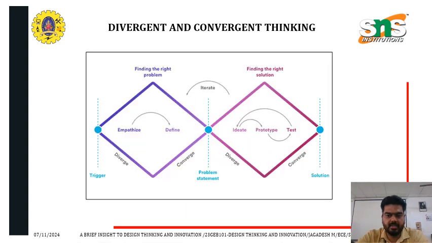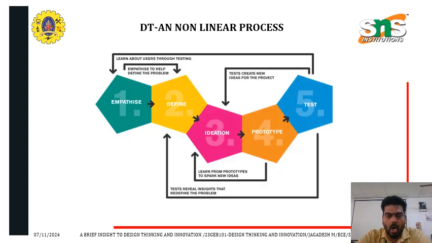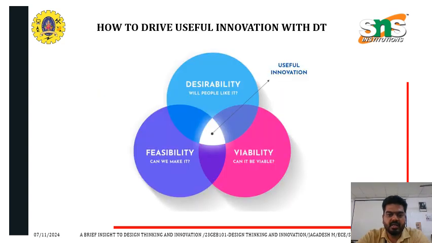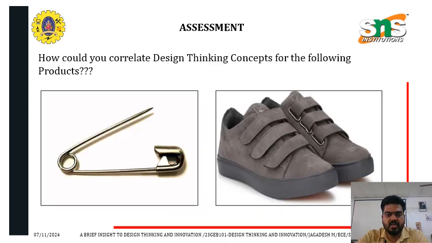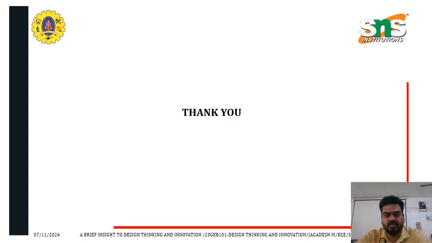Design thinking is a divergent and convergent type of concept, and it is a non-linear process. To drive useful innovation with design thinking, we have to consider desirability, feasibility, and viability. All those things we have to consider; then only can we have useful innovations. So let's have this assessment. From the image on the slide, how could you apply the design thinking concept to the following products? Thank you.